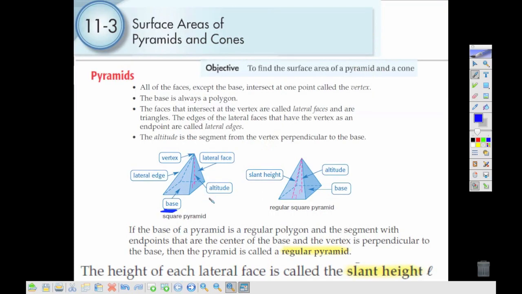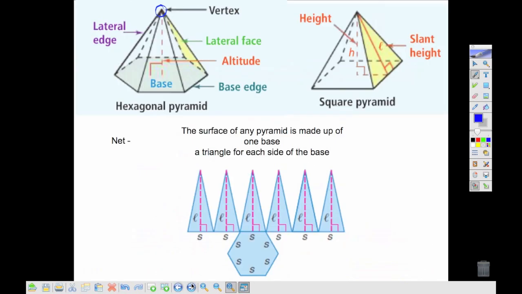The next thing we want to look at is the altitude. The altitude is the height of the pyramid, but it's always perpendicular to the base. So a lot of times it'll be coming to the center of the base if we're dealing with a right regular pyramid, and then going straight up to the vertex, as we would in this one over here.